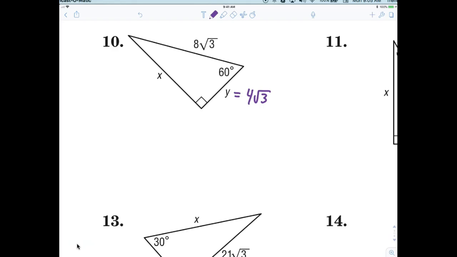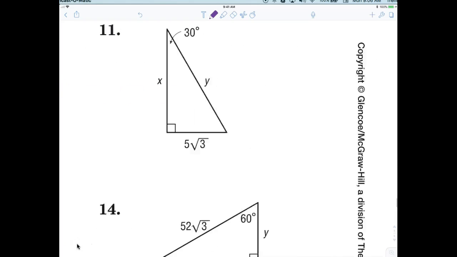Radical 3 times radical 3, I just want you to say is 3. I don't want you to say radical 3 times radical 3 is radical 9. Anytime the radicals are multiplied together, you're eliminating the radical. Exactly. So the answer here is 12. It's 4 radical 3 times radical 3, and radical 3 times radical 3 is 3. 3 times 4 is 12. That's why we're doing this, to review.